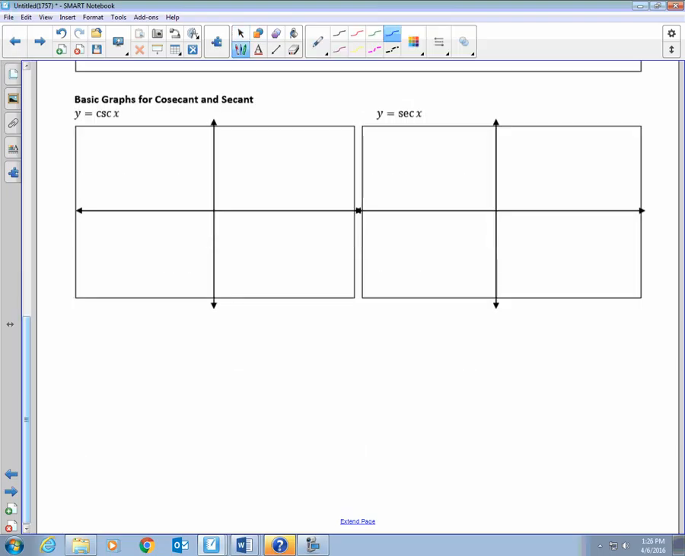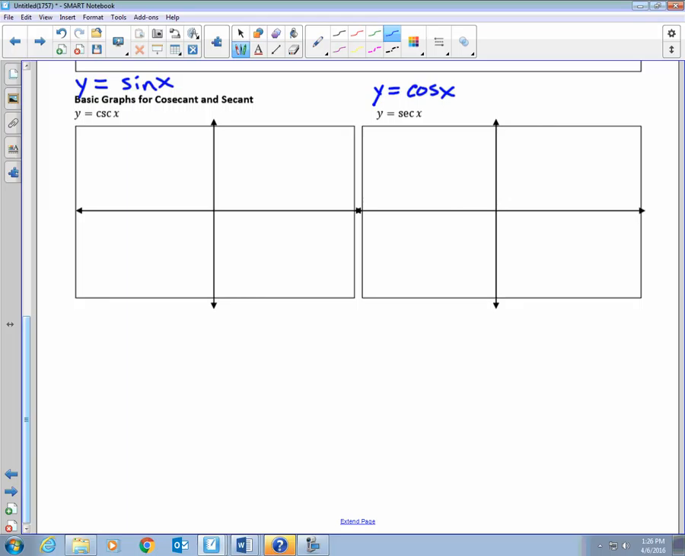The graph for y equals cosecant x is going to look very similar to this graph, y equals sine of x. Anybody know why I chose sine? It is the reciprocal of cosecant. Okay? Sine and cosecant are reciprocals. What's the reciprocal of secant? Cosine. So starting to graph secant and cosecant requires that you first start graphing sine and cosine.